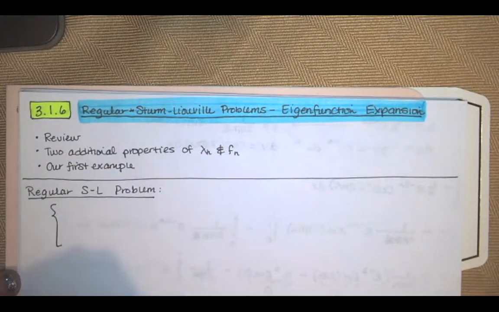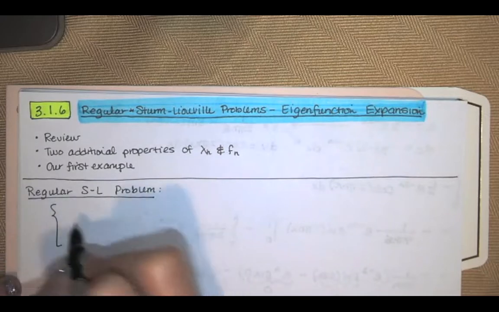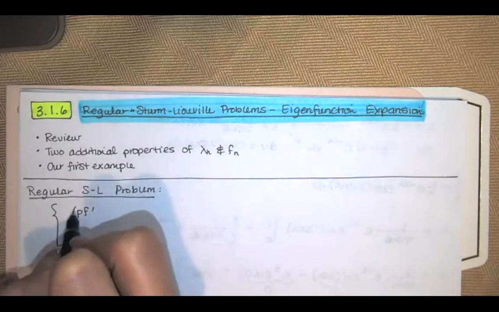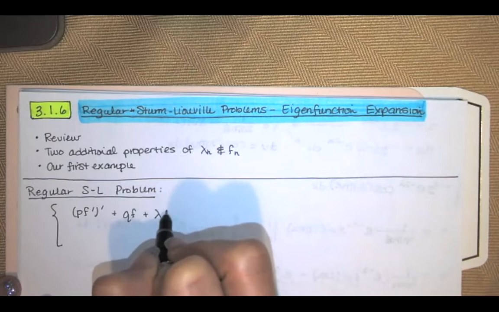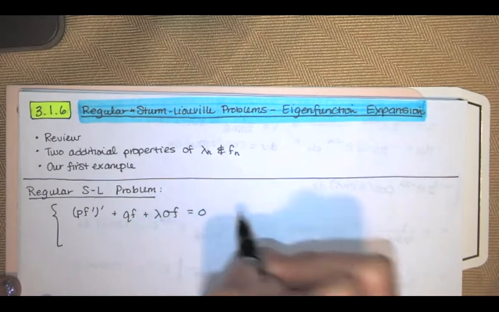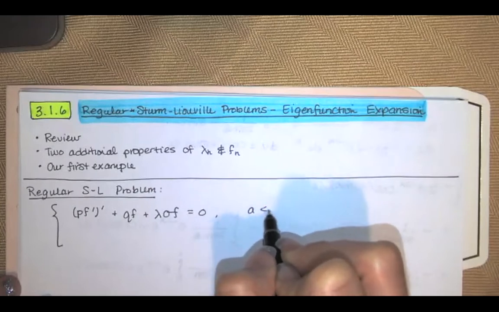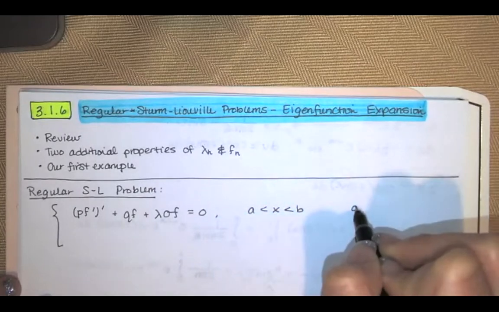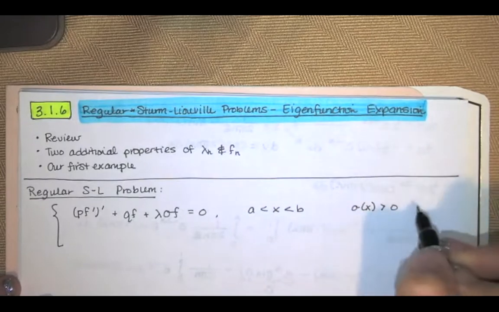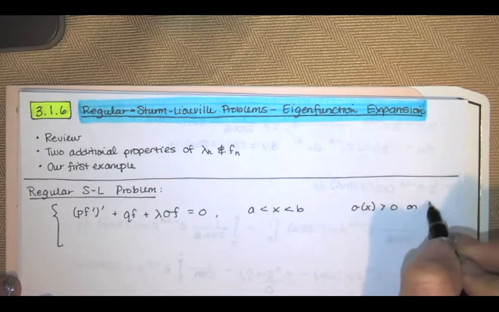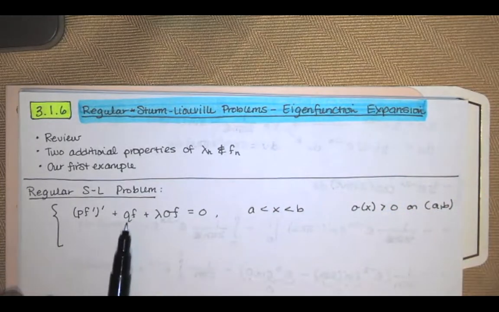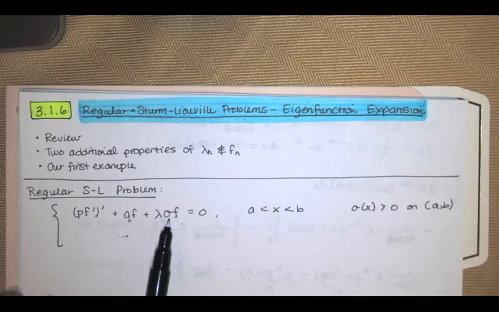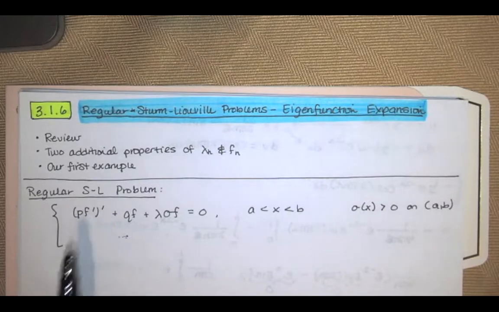If a differential equation, the second order ordinary differential equation, can be written in the following form: (P times f prime) prime plus Q times f plus lambda times sigma times f equals 0 for x between a and b, where sigma of x is positive on the interval of interest, and of course, P, Q, and sigma here are continuous, and P has to be continuously differentiable.